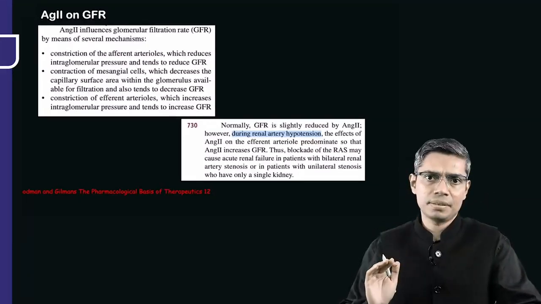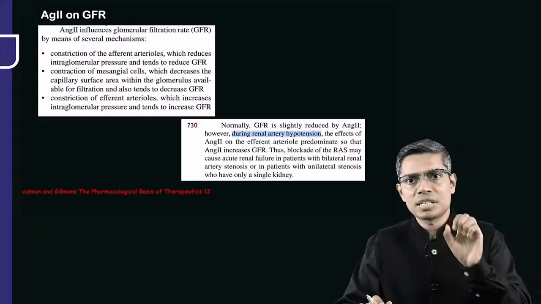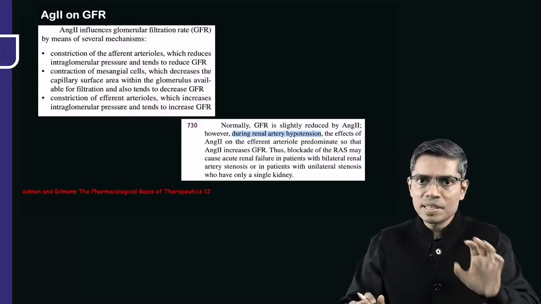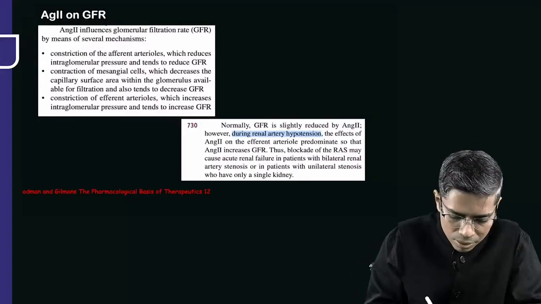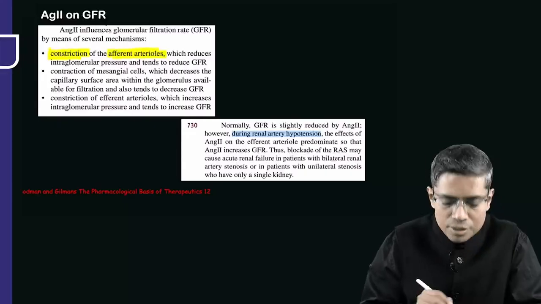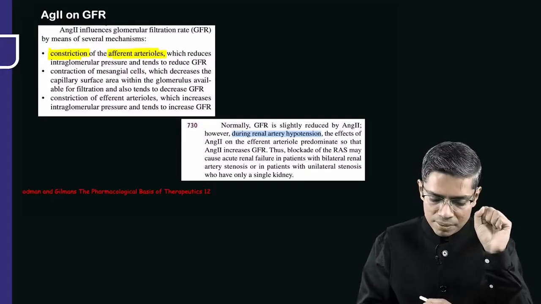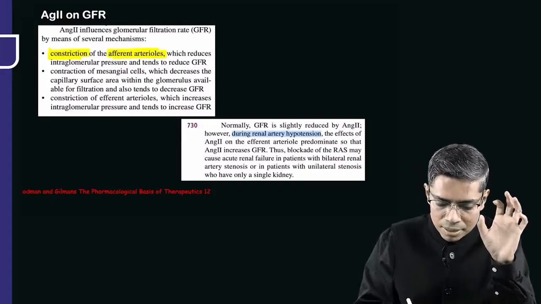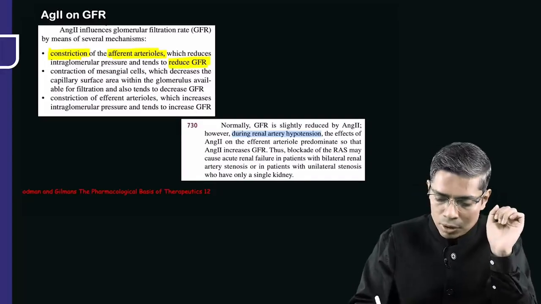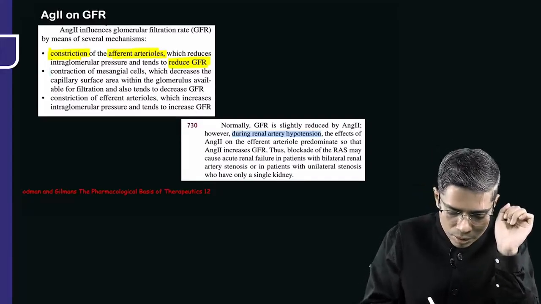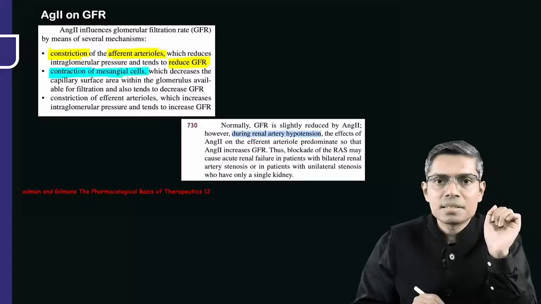Okay, it has many effects. It is a vasoconstrictor, a protein vasoconstrictor. Which vessel will be constricted? It causes constriction of the afferent arteriole. So if it causes constriction of the afferent arteriole, what will happen? The GFR will reduce. Not only that, it also causes contraction of the mesangial cells.